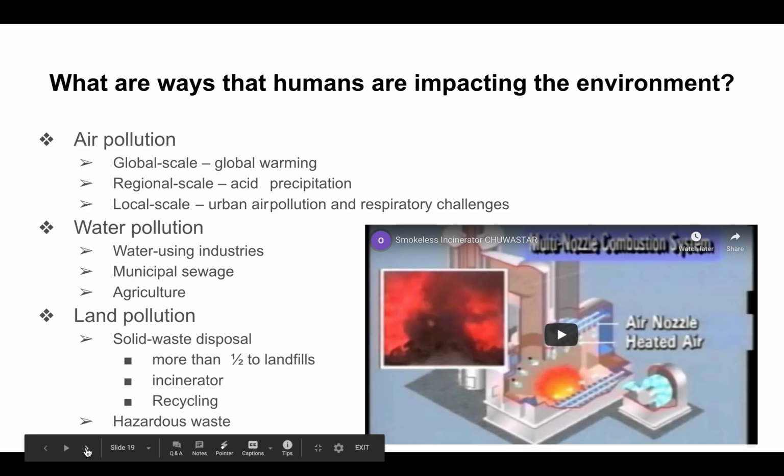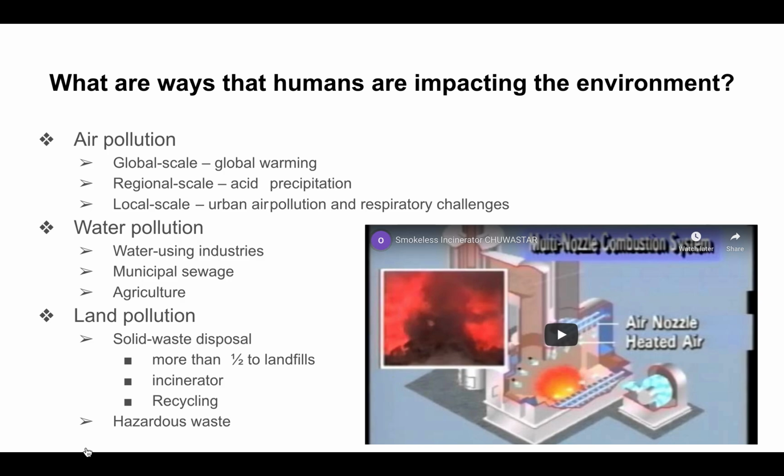What are ways that humans are impacting the environment? Well, three ways in pollution: air, water, and land. Air pollution on a global scale, we see global warming. On a regional scale, we see acid precipitation. On a local scale, we see urban pollution and respiratory challenges. And if you think about when the weather warms up, in the Twin Cities area, they'll always issue an air pollution warning for those that have respiratory issues or elderly.